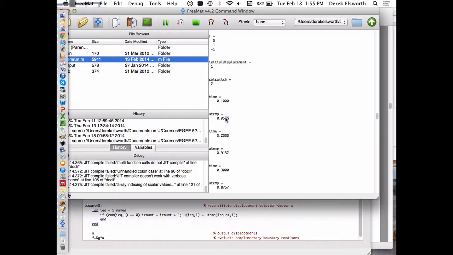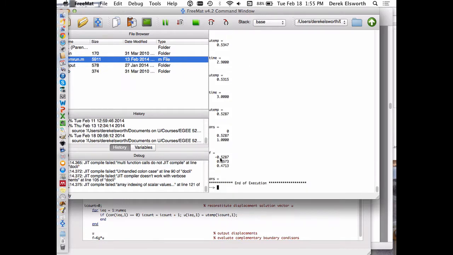And so the only unknown we have is the value of the head at the middle node, which starts off at the first time step of 0.1 as 0.95, second time step 0.91, 0.87, 0.845. So ultimately it should asymptote to 0.5. It's getting there.